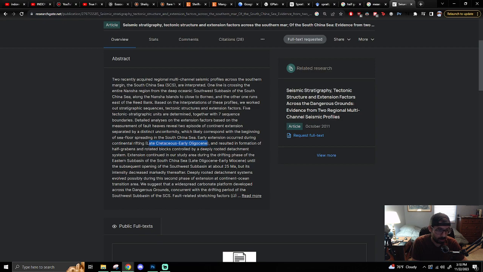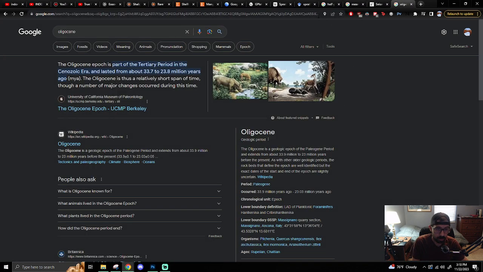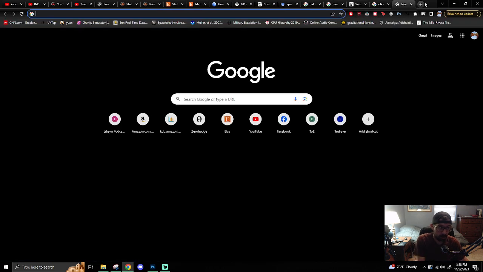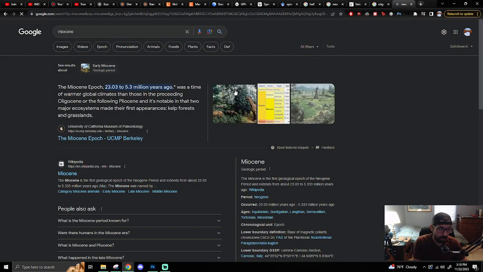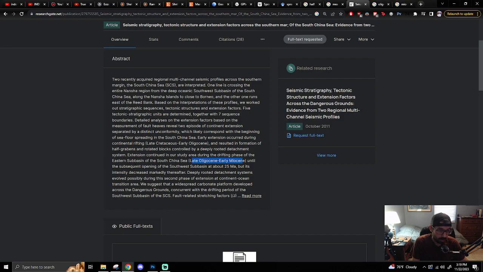Extension continued in our study area during the drifting phase of the eastern subbasin of the South China Sea. So 20-something million. Oligocene, again, is 23 million, late Oligocene through the early Miocene, which I guess is around that time frame. So somewhere around 25 to 22, let's say. Just approximating by those, until a subsequent opening of the southwestern subbasin at about 25 million.